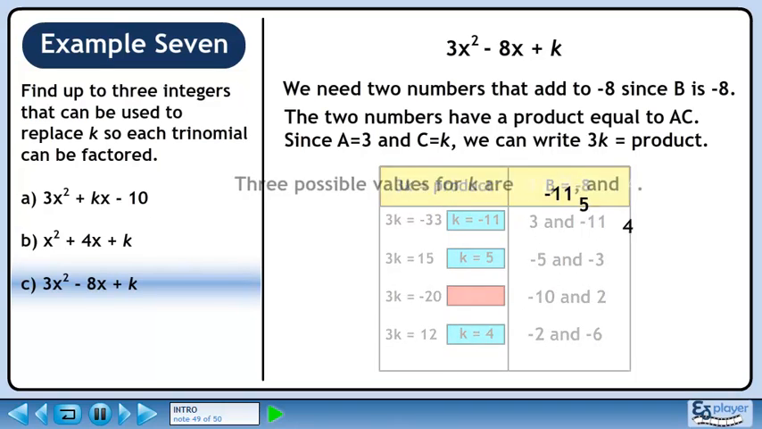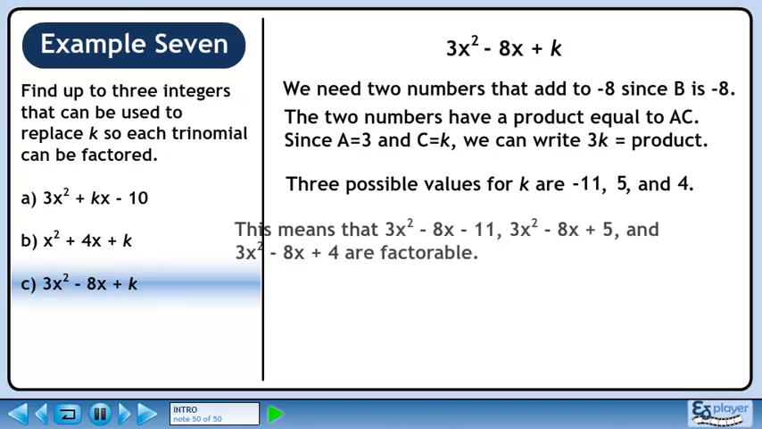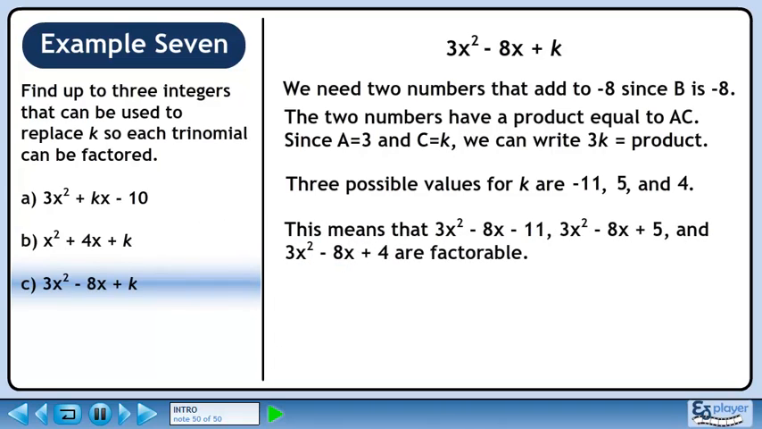Three possible values for k are minus 11, 5, and 4. This means that 3x squared minus 8x minus 11, 3x squared minus 8x plus 5, and 3x squared minus 8x plus 4 are all factorable.